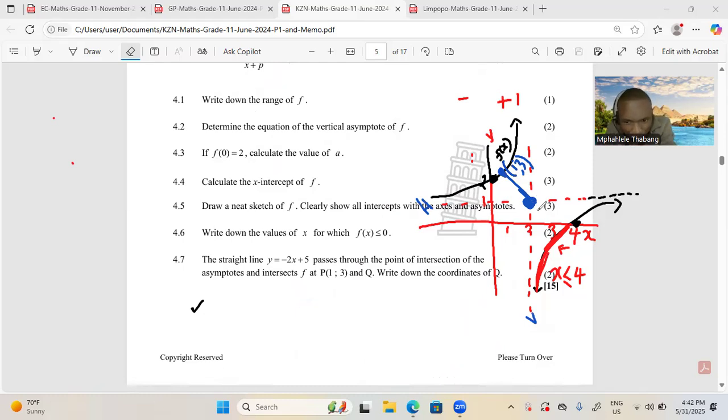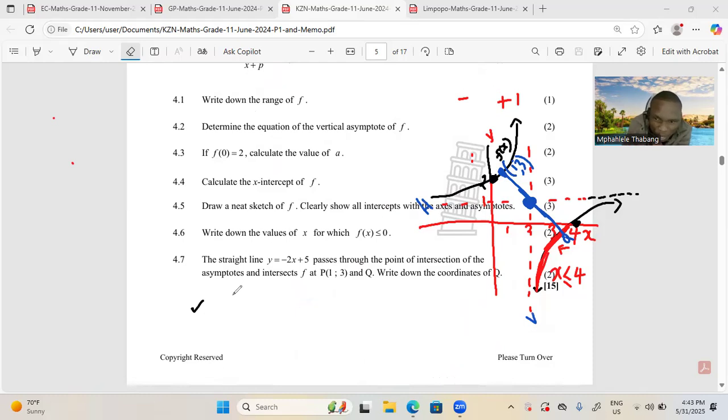It also goes again and intersects f again at Q. So they say write down the coordinates of Q. Actually, they are saying we can solve this problem without a lot of calculation, but let me do this.